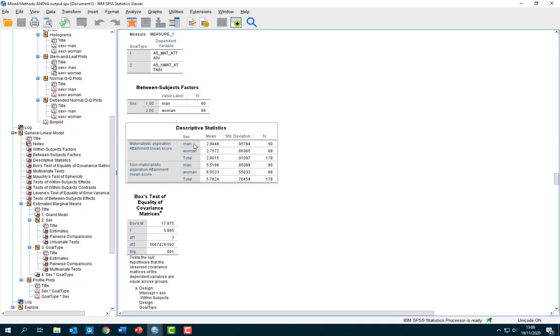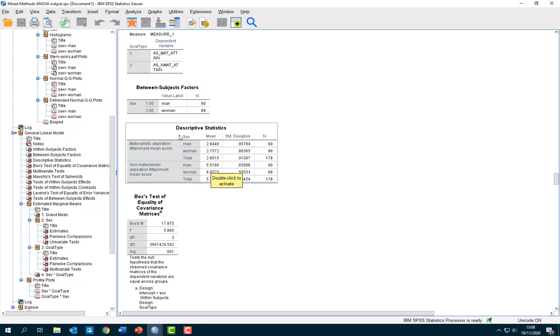So we've got males in the materialistic goals scoring 2.8 and females scoring 2.8 if you round it up. So they're scoring to a very similar degree on materialistic goals, but let's have a look at the non-materialistic goals. What we've got here are males scoring 5.5, women scoring 6.1. So we can see there's a bit of a jump between the genders on non-materialistic goals.